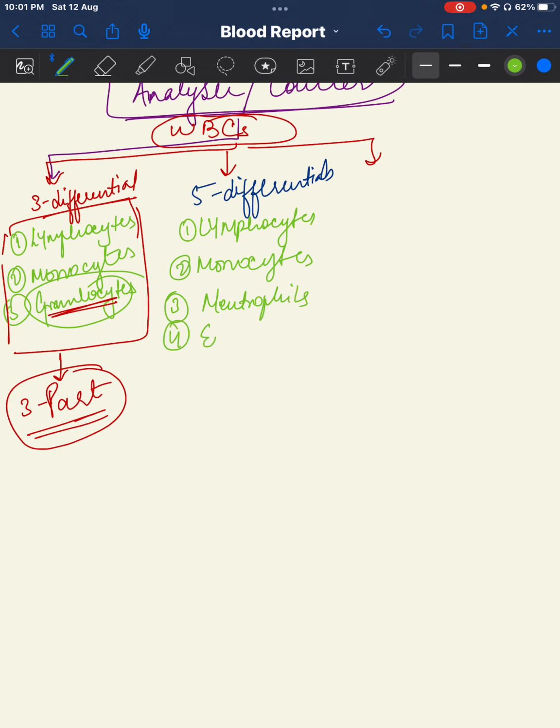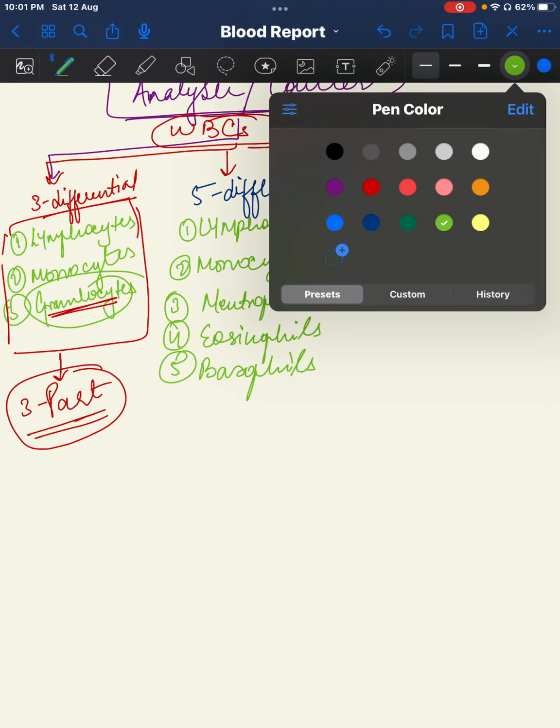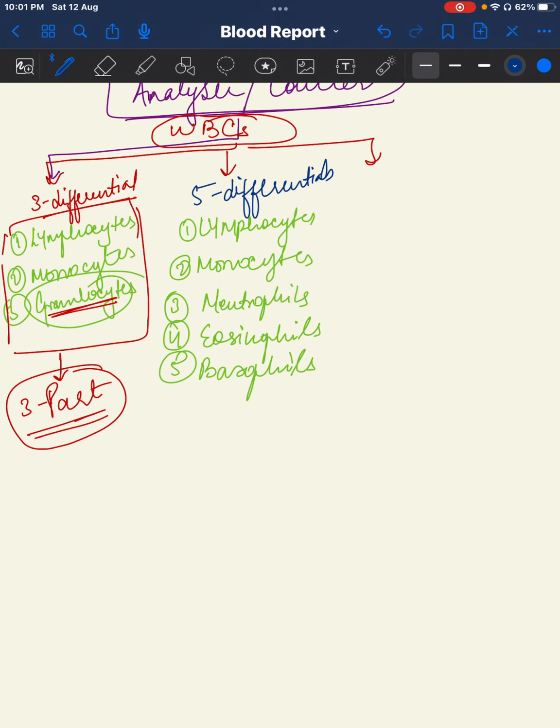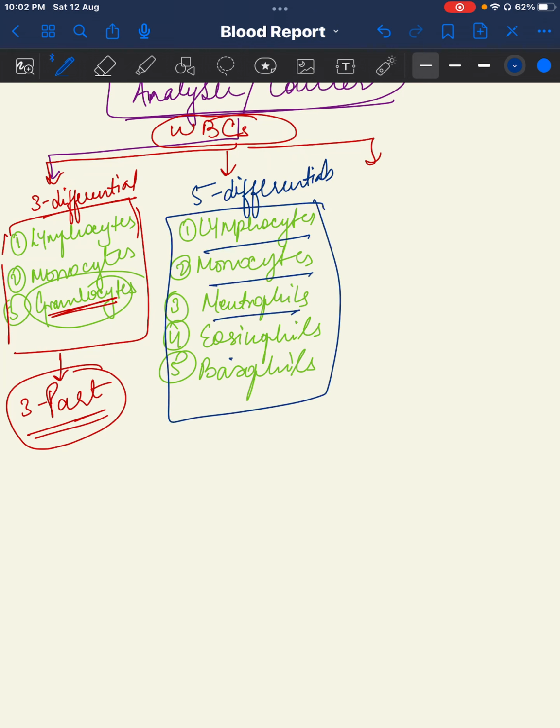It will give you eosinophil separately, and it will tell you if there are basophils or not. So this machine is talking about the five parameters: lymphocyte, monocyte, neutrophil, eosinophil, basophil. They are not just granulocytes; it has split them into separate counts. So this five-differential machine is called a five-part machine.